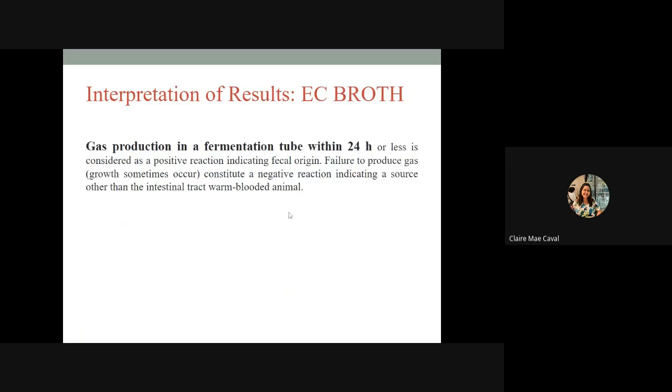Gas production in a fermentation tube within 24 hours or less is considered a positive reaction. So this is for EC broth, 24 hours only. If negative, it's negative already. If positive, positive. You do not need to continue the same with BGLB and LSB.